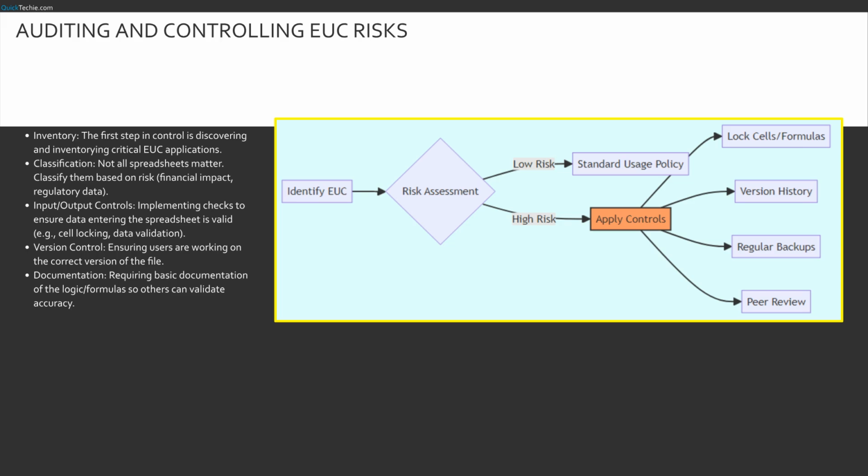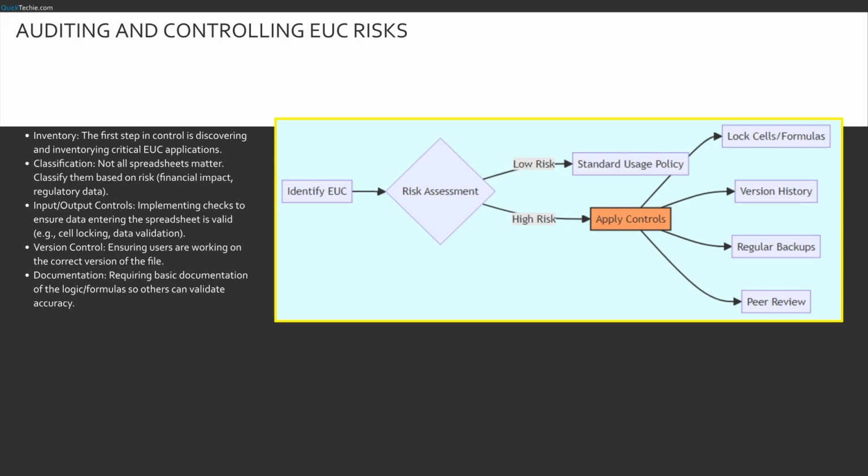Once identified, we apply controls. We look for input controls. Are cells locked so formulas can't be accidentally overwritten? We look for version control. Are files stored on a shared drive with revision history or on a local desktop? Finally, documentation. Even a simple text file explaining how the macros work is better than nothing. As an auditor, you validate that these high-risk EUCs are treated like the software applications they truly are.